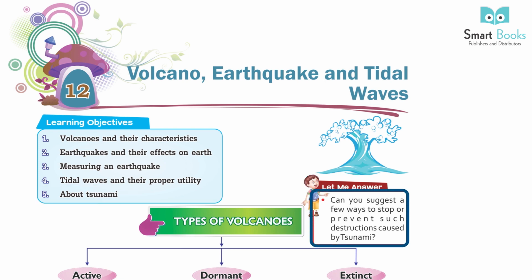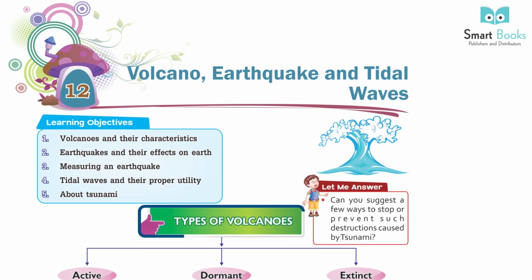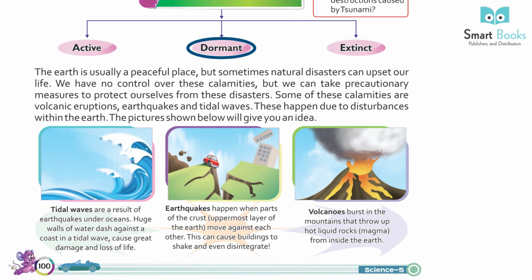Let me answer. Can you suggest a few ways to stop or prevent such destruction caused by tsunamis? Types of volcanoes: active, dormant, extinct.